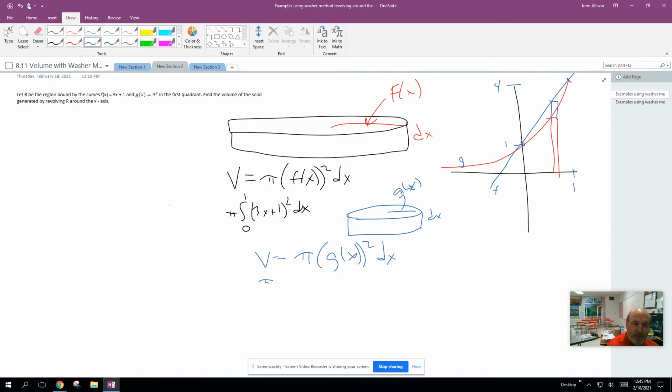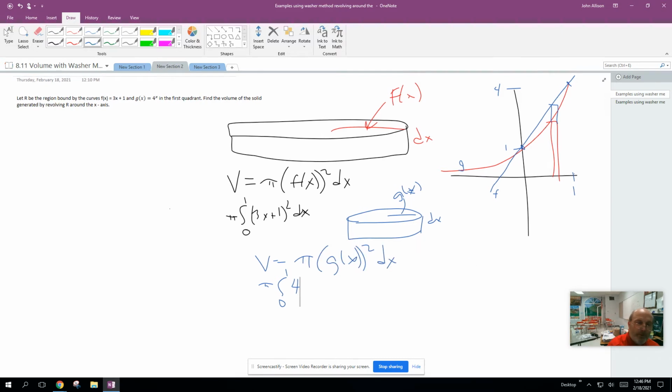And so the volume of the entire region that I'm taking out there, the solid that I'm taking out, is pi integrated from 0 to 1 of 4 to the x squared, which is 4 to the 2x dx. And so what I'll do is take the large volume minus the small volume to get the volume of the solid.